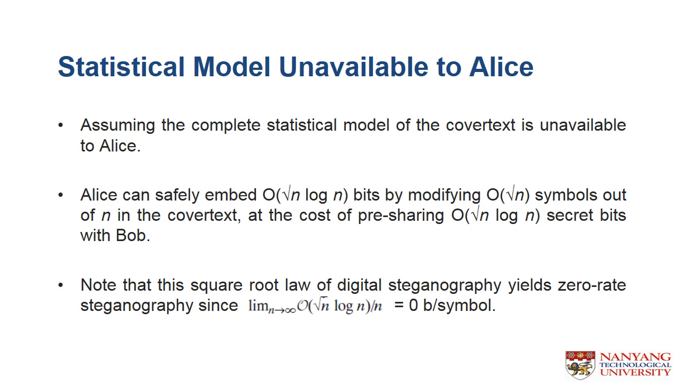Assuming that the complete statistical model of the cover text is unavailable to Alice, Alice can safely embed O(square root of n log n) bits by modifying O(square root of n) symbols out of n in the cover text, at the cost of pre-sharing O(square root of n log n) secret bits with Bob. Note that this square root law of digital steganography yields zero rate steganography, since it results in 0 bits per symbol.